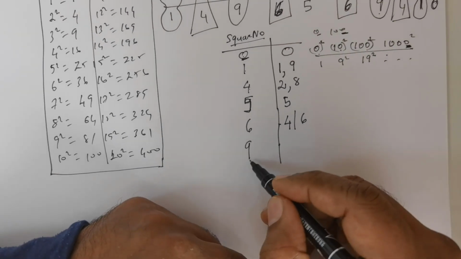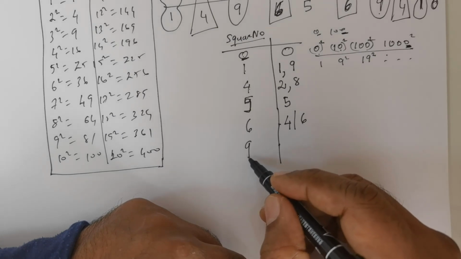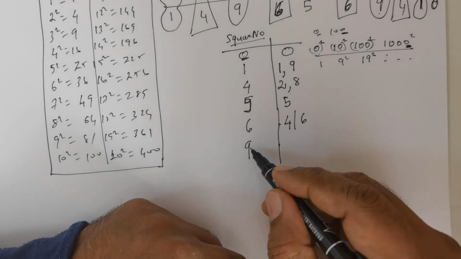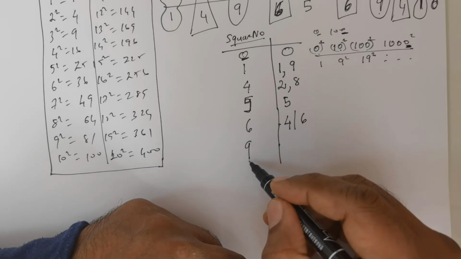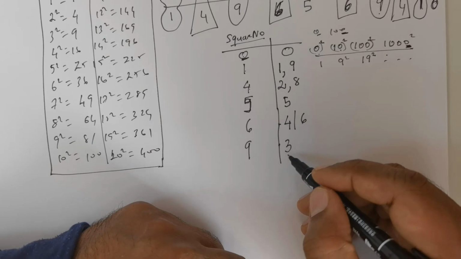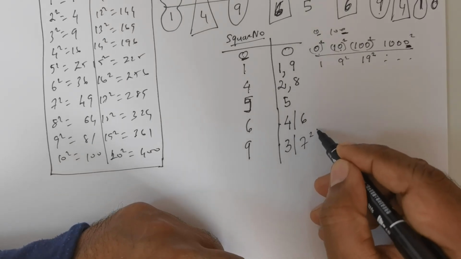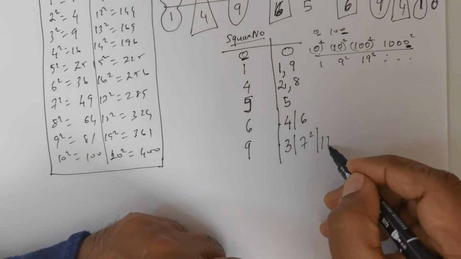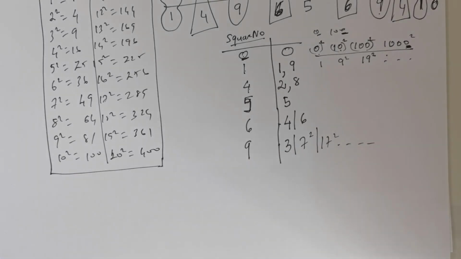And similarly 9. This quantity, the number 9, because it's a perfect square, can be produced by a number ending with 3. 3 squared will produce me 9. 7 squared will produce me 9. 17 squared will also produce me 9. I hope you are able to follow.